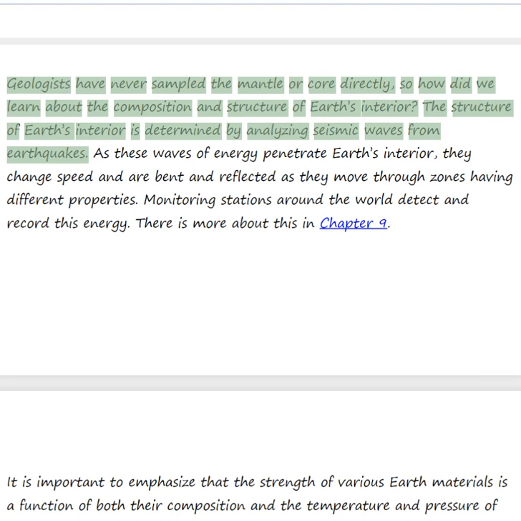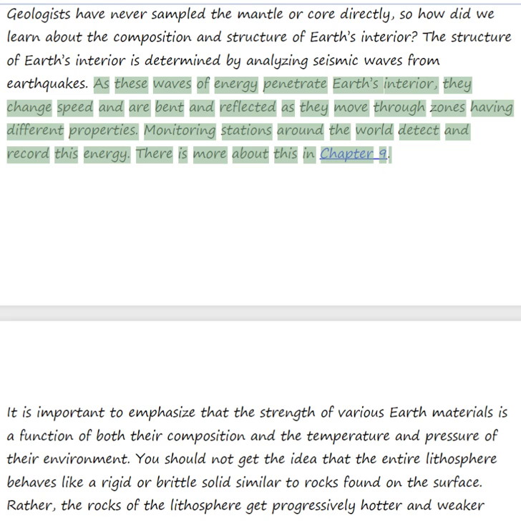Geologists have never sampled the mantle or core directly, so how did we learn about the composition and structure of Earth's interior? The structure of Earth's interior is determined by analyzing seismic waves from earthquakes. As these waves of energy penetrate Earth's interior, they change speed and are bent and reflected as they move through zones having different properties. Monitoring stations around the world detect and record this energy. There is more about this in Chapter 9.